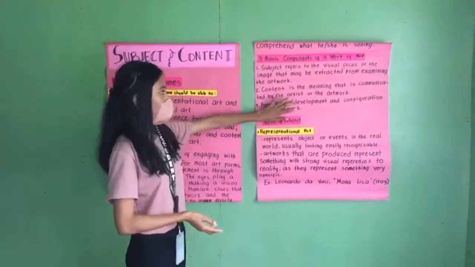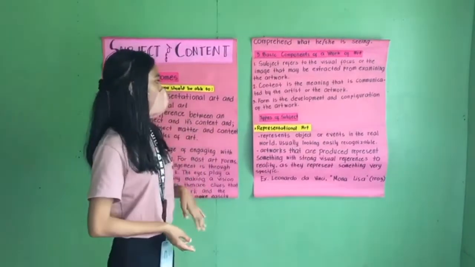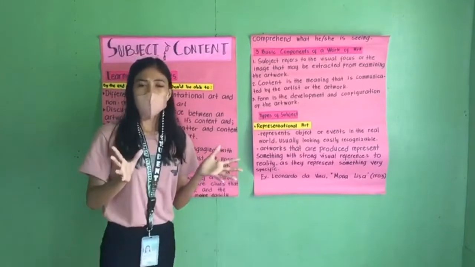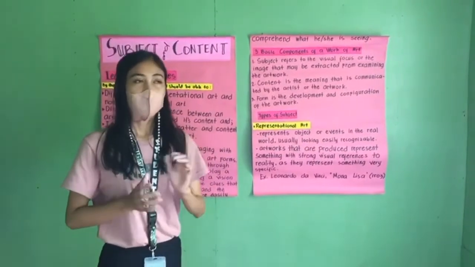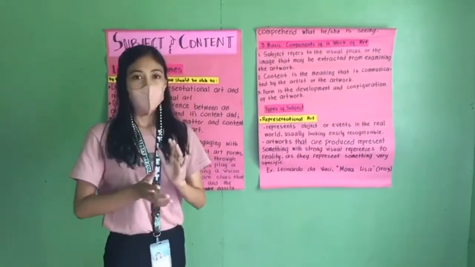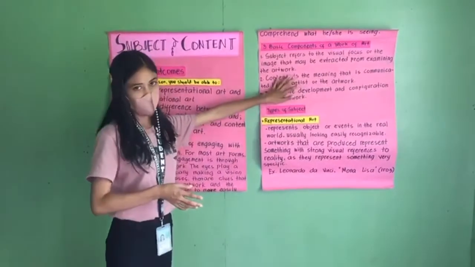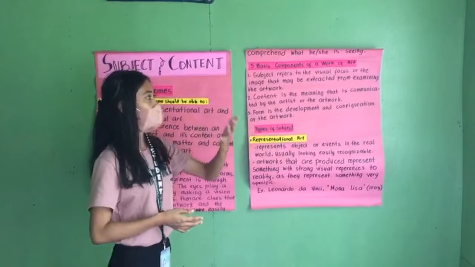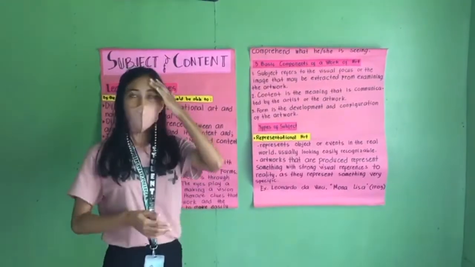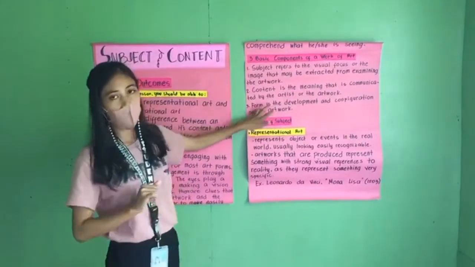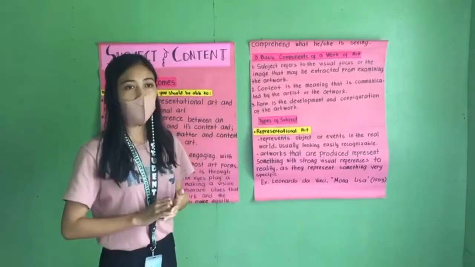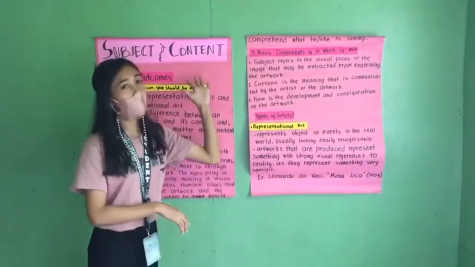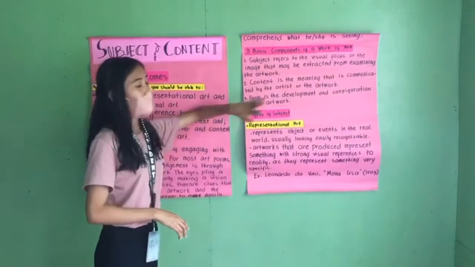When we say content, it is the meaning that is communicated by the artist or the artwork. In a painting, sculpture, or any artwork, there are different meanings, and that meaning is considered as content. The third one is form, which is the development and configuration of the artwork. We will not tackle form because the next group will present this component. We will focus on subject and content.